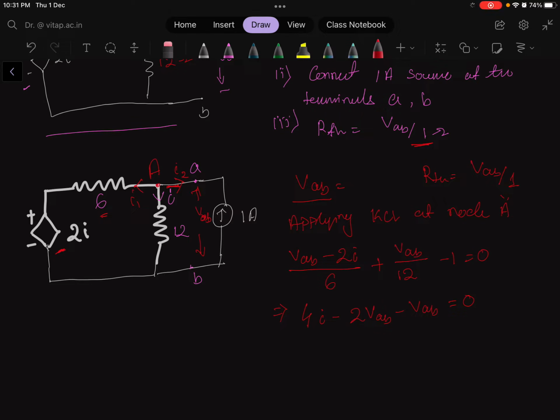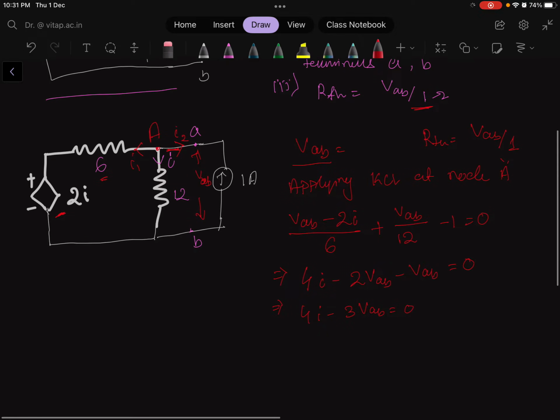So here the LCM will be 12, so it will be equal to 0. That implies what I can get here: 4I minus 3 VAB is equal to 0. And since we know the value of I is equal to VAB by 12.